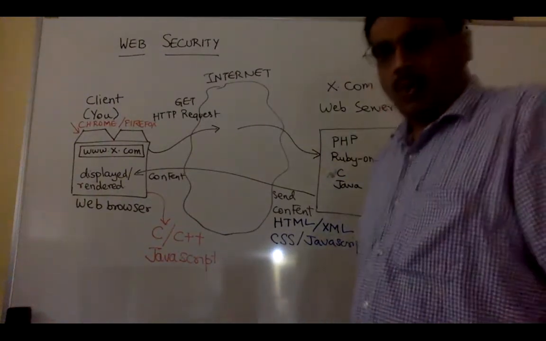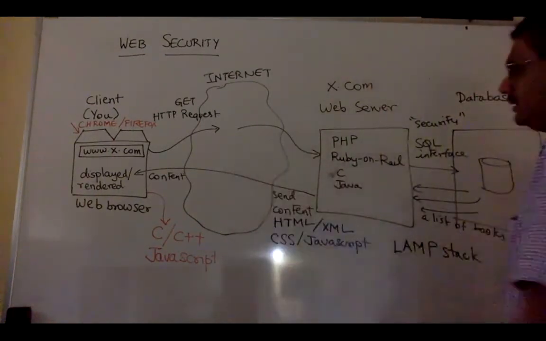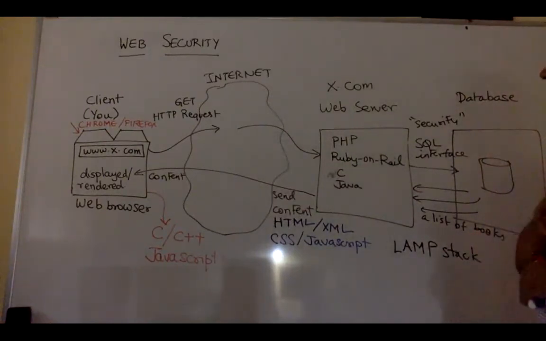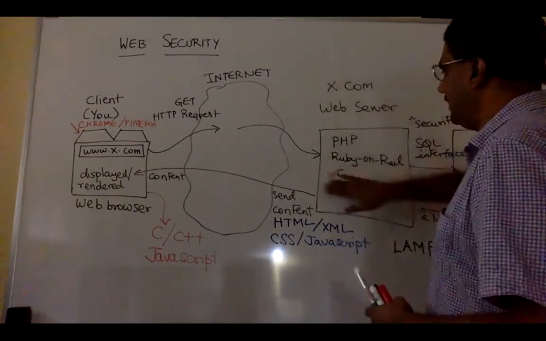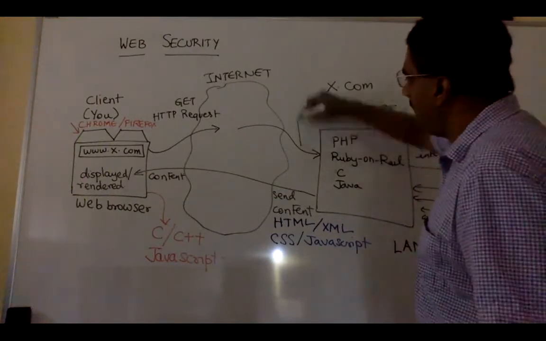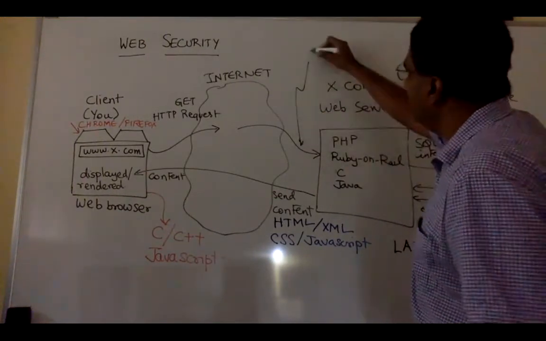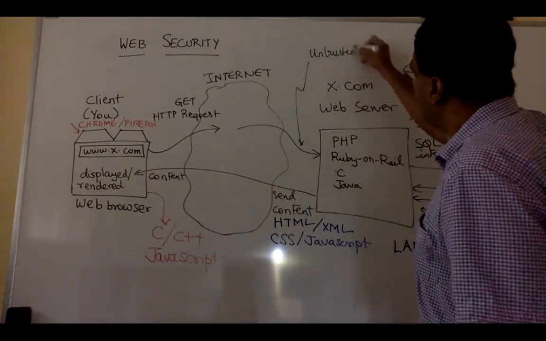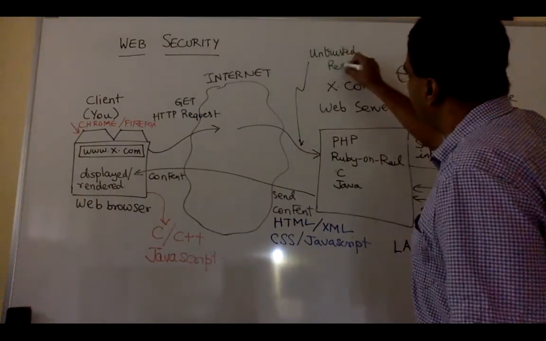Okay, so we have to think about the threat model in each one of these cases. So let us think about the threat model, the various pieces of the threat model. Okay, so first of all, let's look at the easy side, the web server side. On the web server side, we have requests that are coming from the internet, and so these are untrusted requests that are coming from the internet.